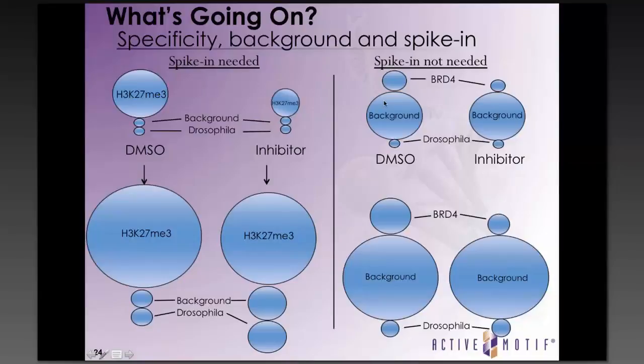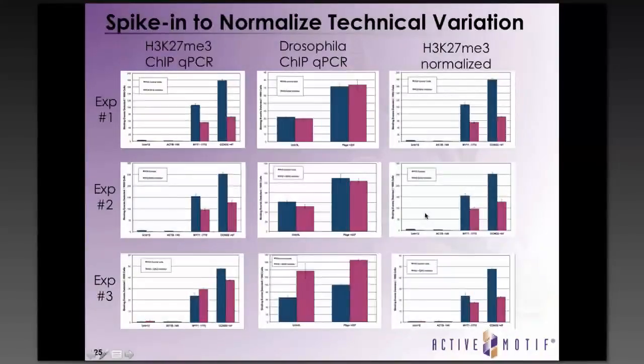For BRD4, we actually think that the majority of the ChIP reaction is background, and a minority of BRD4 specifically pulled down DNA makes up a minority of that reaction. So in this case, the amount of ChIP DNA coming out between DMSO and inhibitor-treated samples is equal. When you do the amplification, they now amplify equally, and you maintain that difference in the BRD4 samples, or in the inhibitor-treated sample.